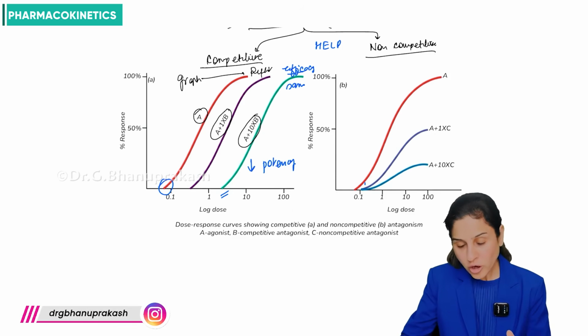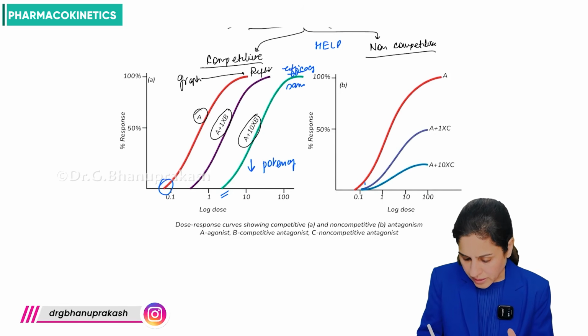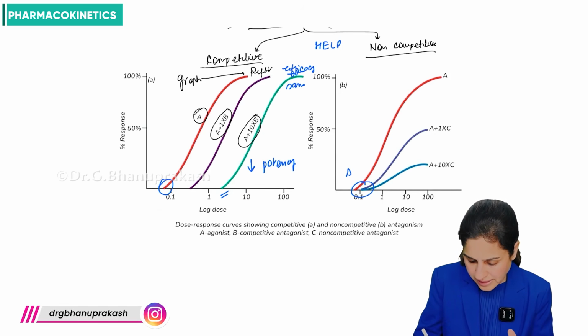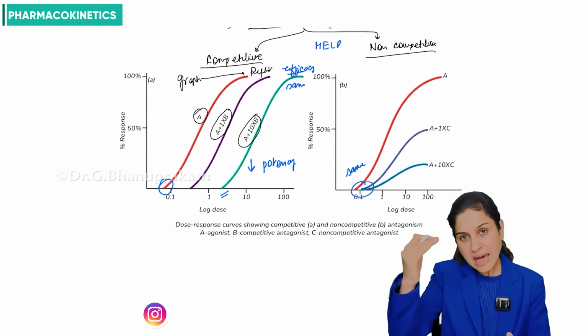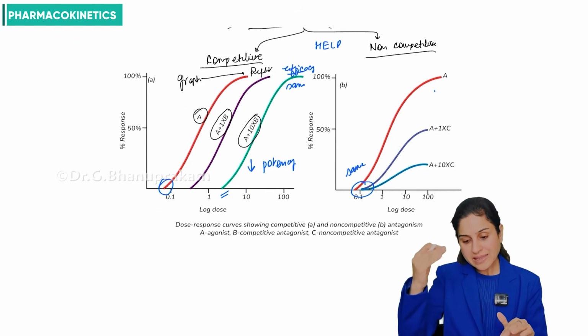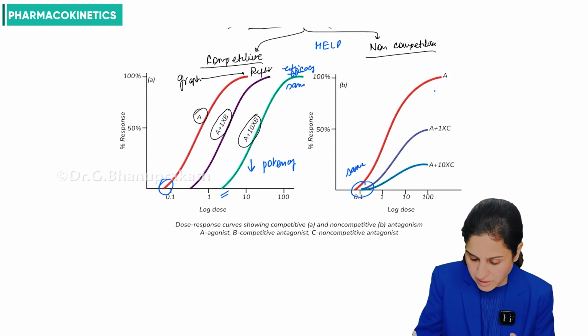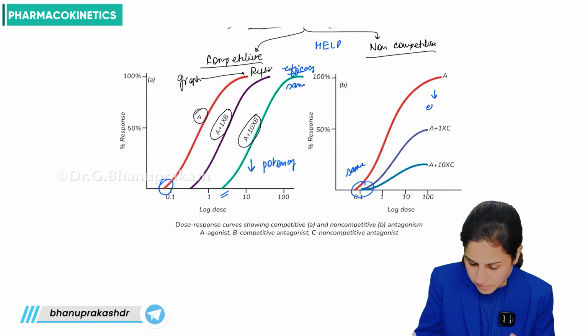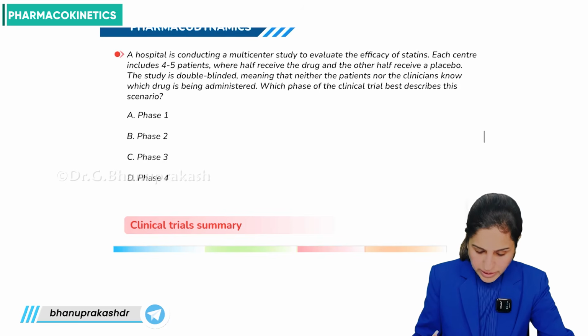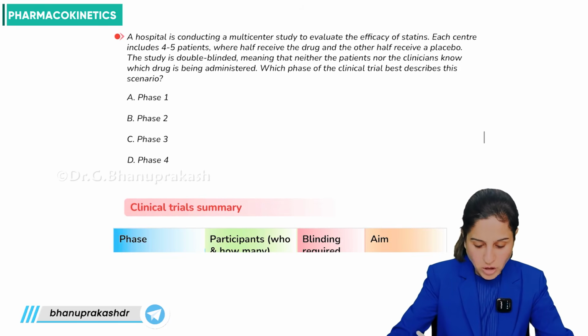But if you talk about non-competitive, what is happening here? The potency remains the same. But because the height is going on decreasing, that means the efficacy is dropping. The maximal effect is dropping. So decrease in the efficacy is there. Okay. Let's move on to another concept here.